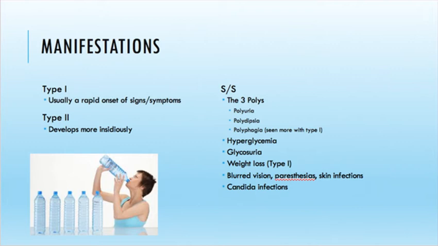You'll also see hyperglycemia, obviously, right? So high blood glucose levels. Glycosuria, the glucose going into the urine, right? It's not supposed to spill into the urine. Our urine is supposed to have 0 glucose in it. With type 1, you see a lot of weight loss. And then you can also see blurred vision, paresthesias, and skin infections, along with yeast infections.